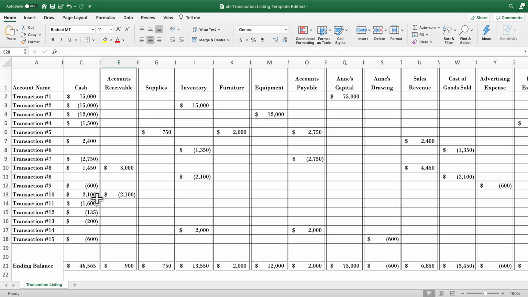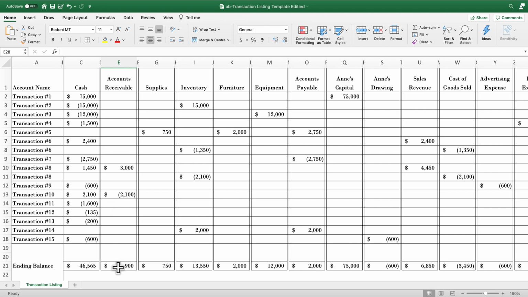Alright, transaction 10. The company receives $2,100 in partial payment for the sporting goods previously sold to the local school district on account. So we have cash coming in of $2,100, and then our accounts receivable decreases by $2,100. Right, so our debit is our cash increasing, and our credit is our accounts receivable account decreasing by $2,100 because we are no longer owed that.